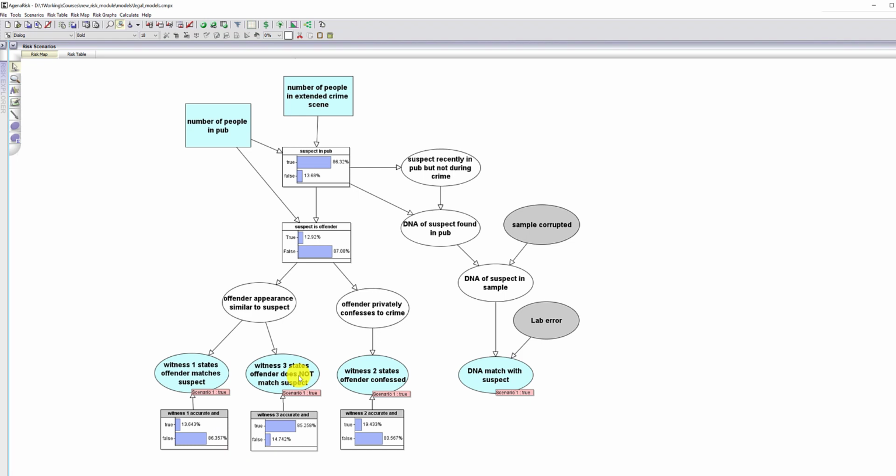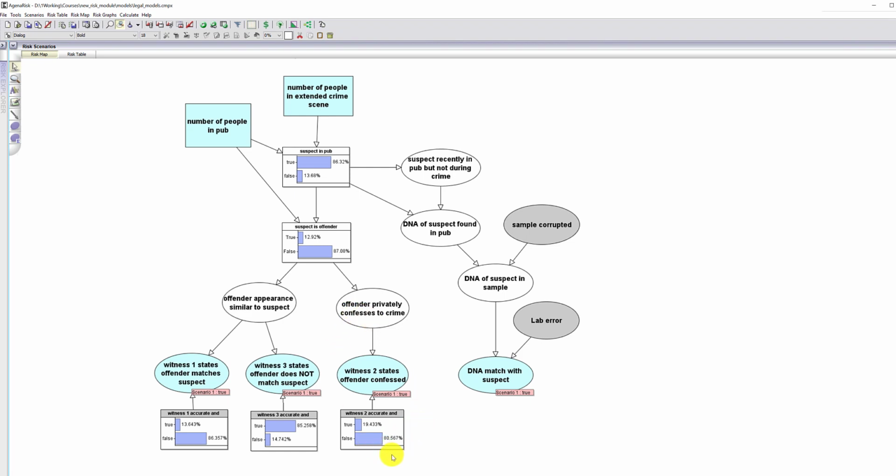The model infers that this witness is more reliable, both because of the low prior probability that the suspect is the offender, and also because it's assumed that a witness who says that the suspect doesn't match the offender is more likely to be accurate than one who does.